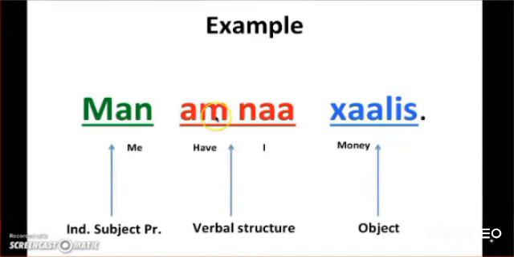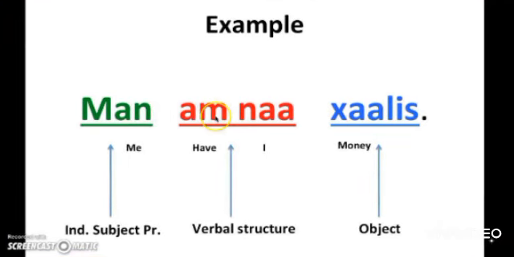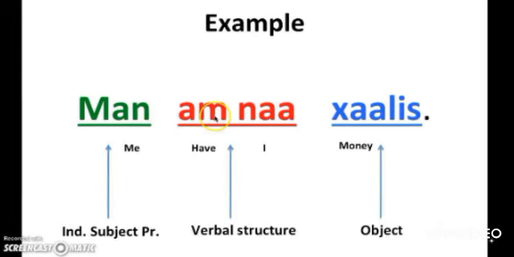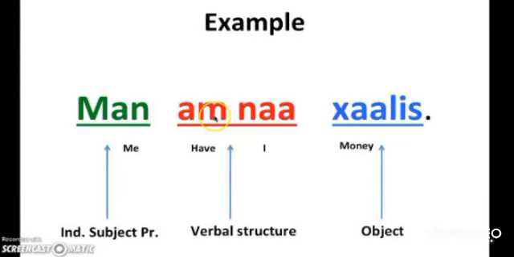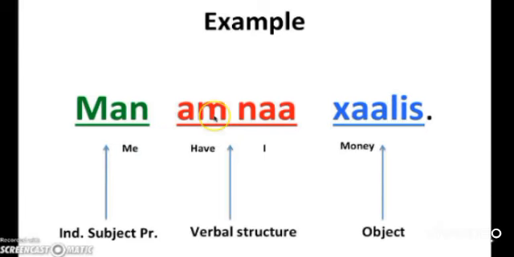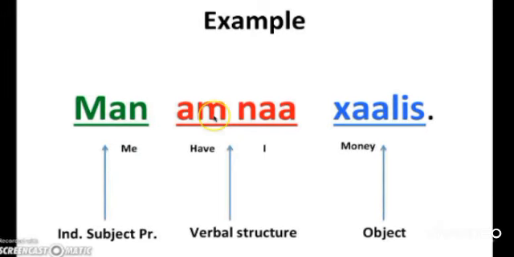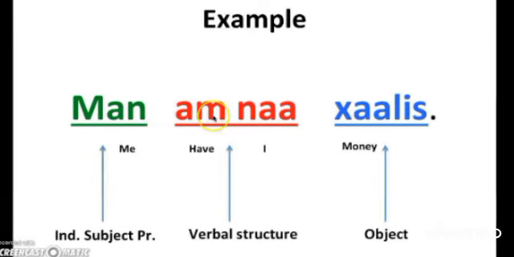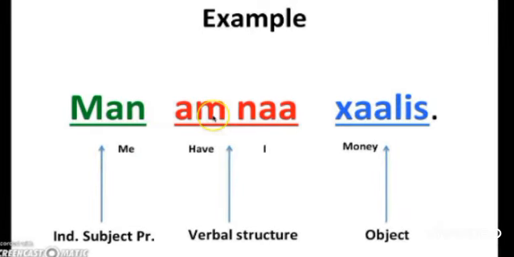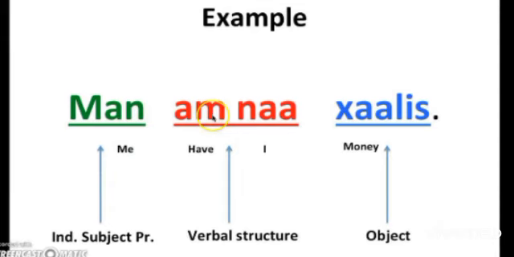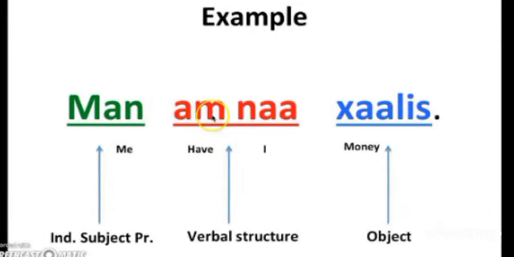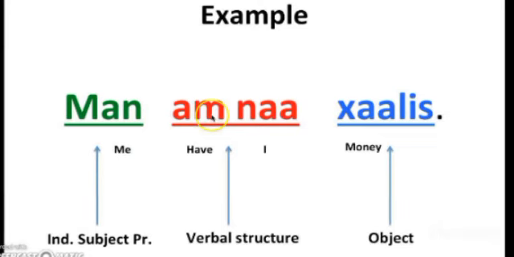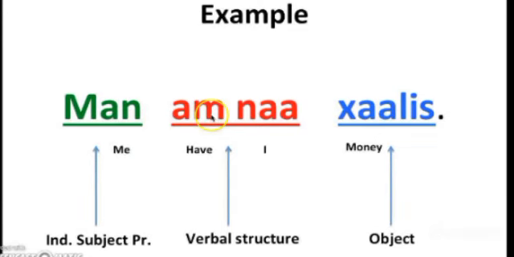And then let's take a look at the last one, xaalis, meaning in English, money. It is the object of the sentence. So man is the individual subject pronoun, am meaning have, and na meaning I. Two of them are the verbal structure of the sentence. Xaalis, meaning money, is the object of the sentence.